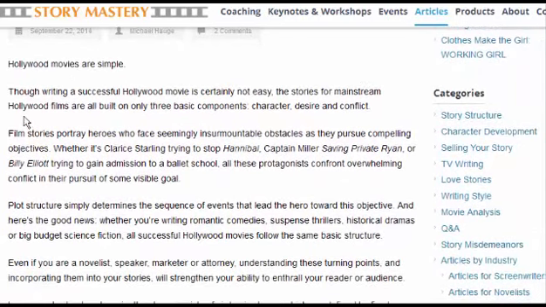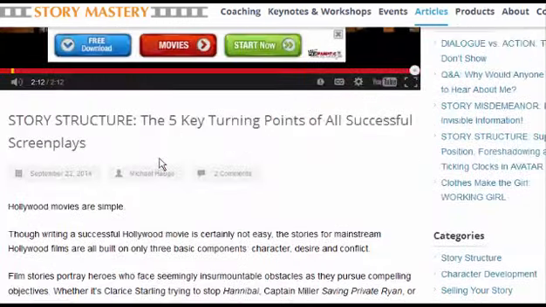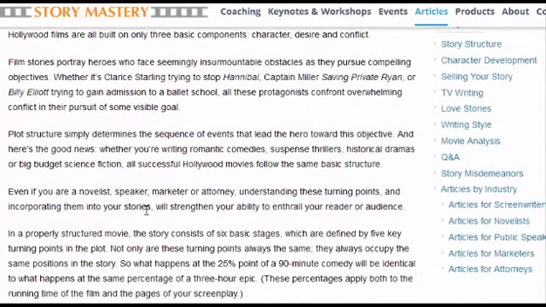Here he says, Hollywood movies are simple, though writing a successful Hollywood movie is certainly not easy. The story for mainstream Hollywood films is built on 3 basic components: character, desire, and conflict. Film stories portray heroes who face seemingly insurmountable obstacles as they pursue compelling objectives, and so forth. I would encourage you to go to his website and read this particular article.